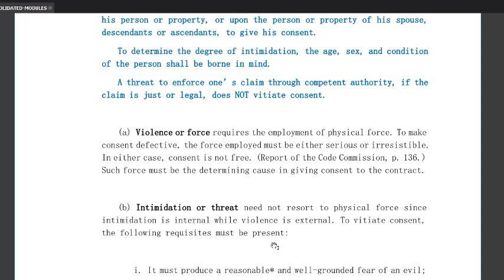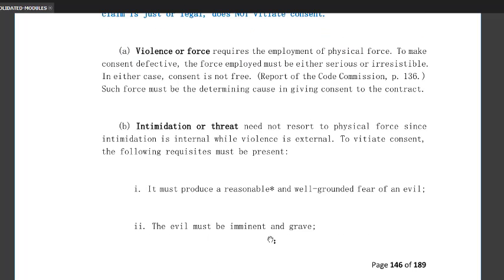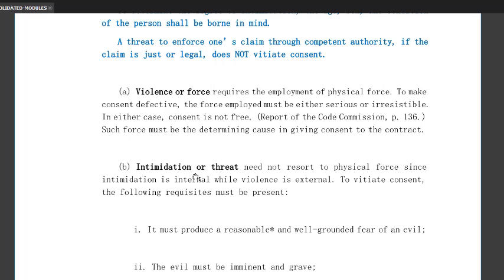Ano naman ang intimidation? Kung ang violence ay nag-a-apply ng force, ang intimidation or threat, hindi naman po nag-a-apply ng force. Dito, internal siya. Ang violence po, tatandaan natin, external. Nakaka-vitiate ang consent po. Ang intimidation, ito yung nagkakaroon ka ng mental coercion. Yung ika nga ay parang pambubudol. Ito ay walang force na ini-employ, kaso ang iyong tinitira po ay yung moral or mental na coercion.